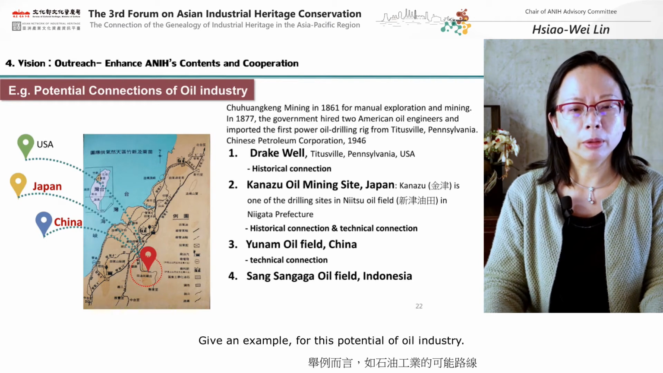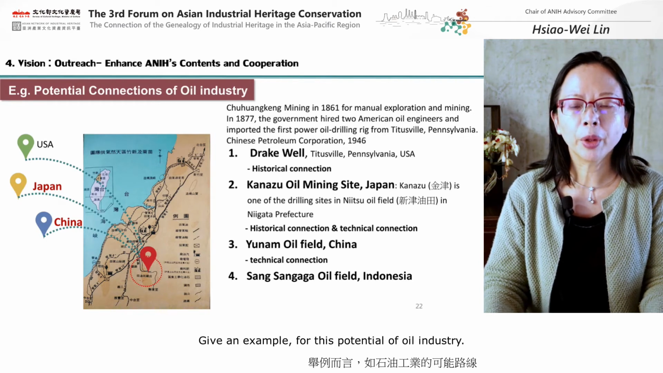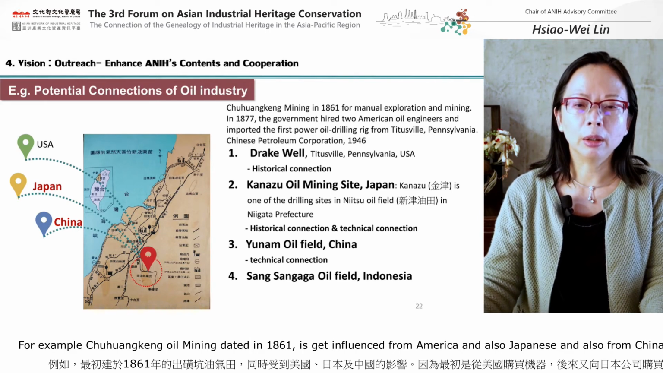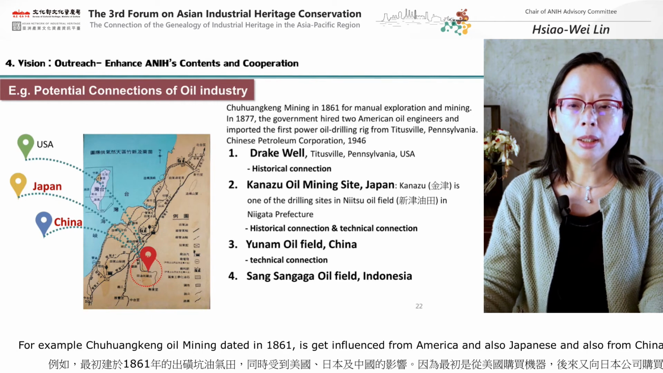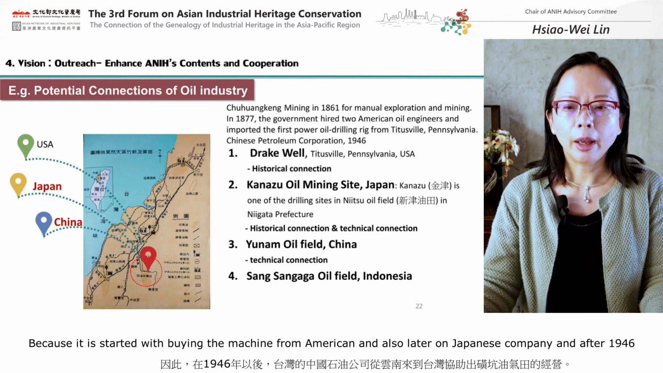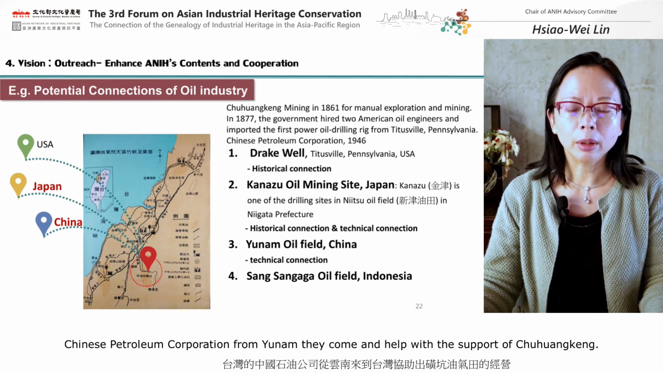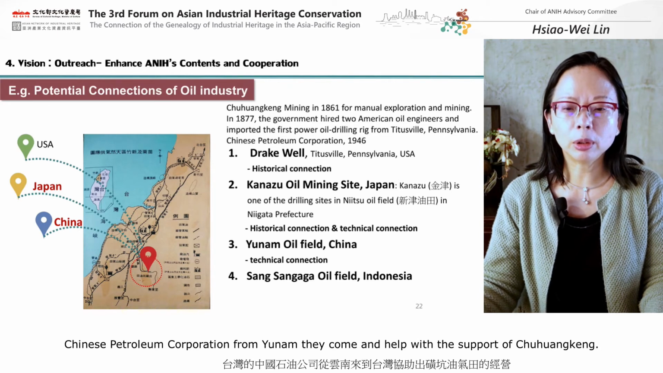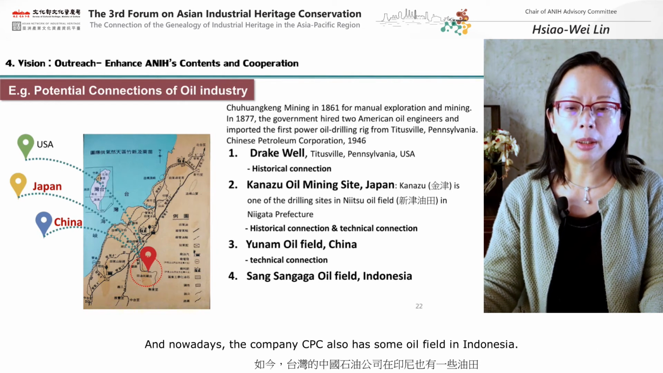Let me give an example of this potential connection in the oil industry. For example, the Chuhuangkeng oil mining dates from 1861, and it was influenced by America, Japan, and also China. It started with buying machines from America and later from a Japanese company, and after 1946, China Petroleum Corporation from Yumen came and helped support Chuhuangkeng. And nowadays, the company CPC also has some oil fields in Indonesia.